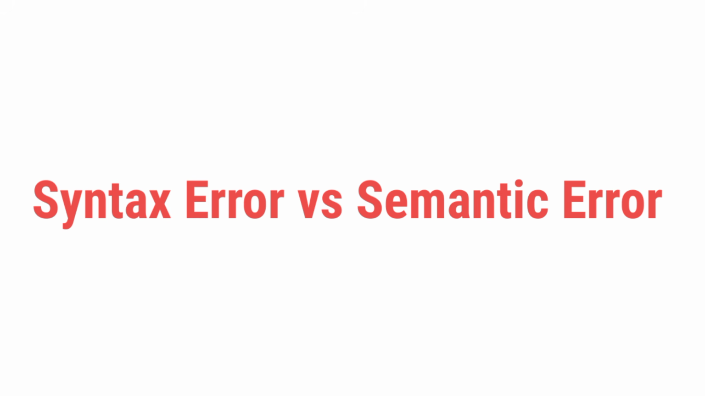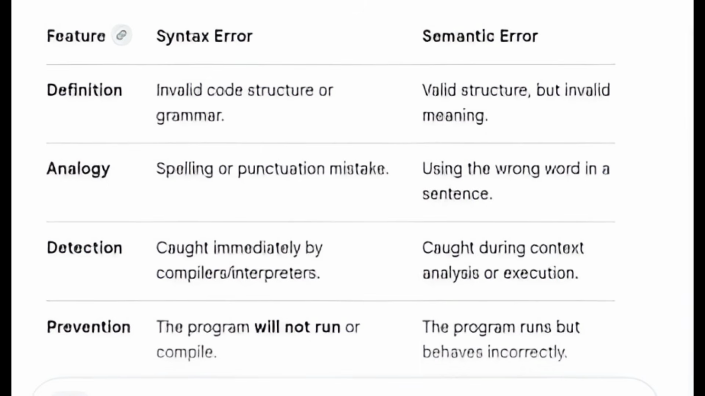Now we'll compare syntax error and semantic error, and how these errors are different from each other. In a syntax error, either the code structure is invalid or it is grammatically invalid. In a semantic error, it has a valid structure but the meaning is not valid. Analogy: a syntax error is a spelling and punctuation mistake, while a semantic error is using the wrong word in a sentence. Detection: a syntax error is caught immediately by the compiler or interpreter, while a semantic error is caught during context analysis or execution. Prevention: with a syntax error the program will not run or compile. With a semantic error the program runs but behaves incorrectly.